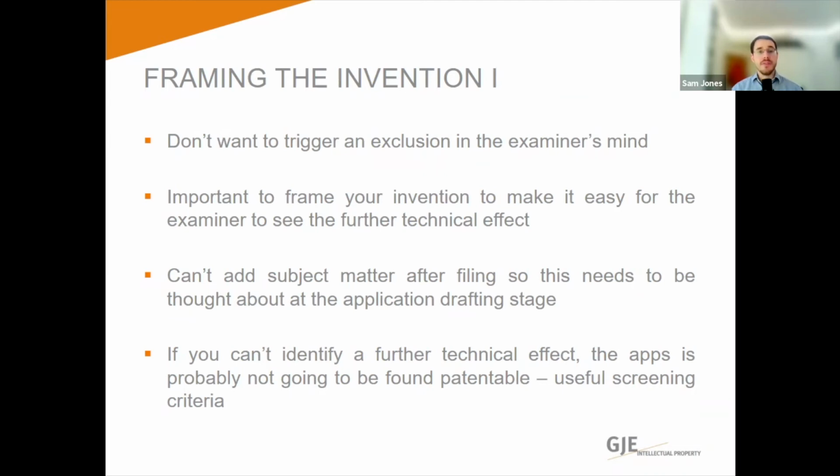The EPO is very strict on added subject matter, which means that you can't add anything to your application after you've filed it. So this needs to be thought about at the application drafting stage. I think also this is quite a good process for gating whether or not you're going to go ahead with a patent application, because if you're thinking about your app and you can't identify a further technical effect, then the app is probably not going to be found patentable.